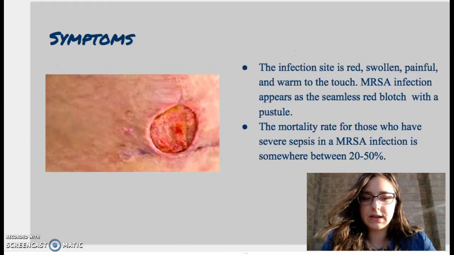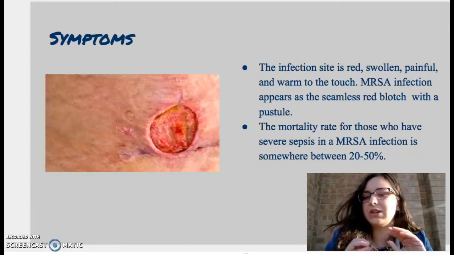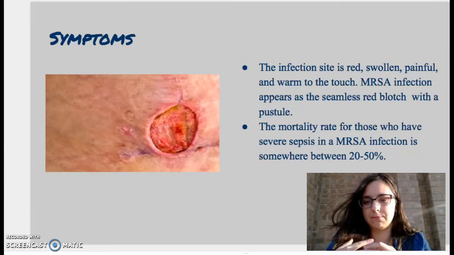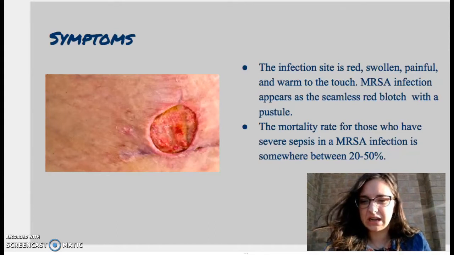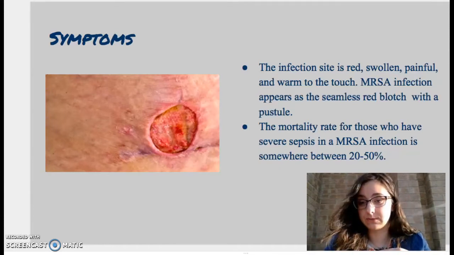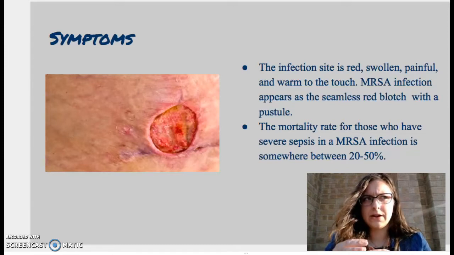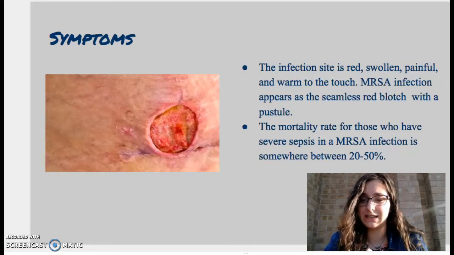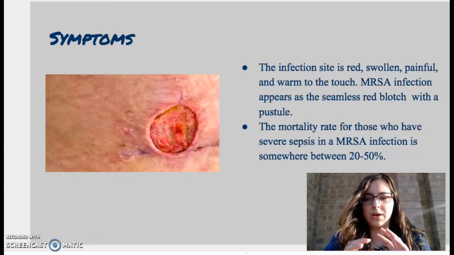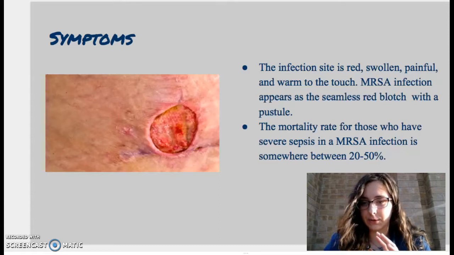Symptoms of MRSA include red, swollen, painful, warm to the touch infection sites, and usually you're going to get these infection sites from a wound. So you're not going to randomly necessarily get it. You usually have to have an open wound of some kind. For this reason, people with diabetes tend to get it more because their wounds take a long time to heal.